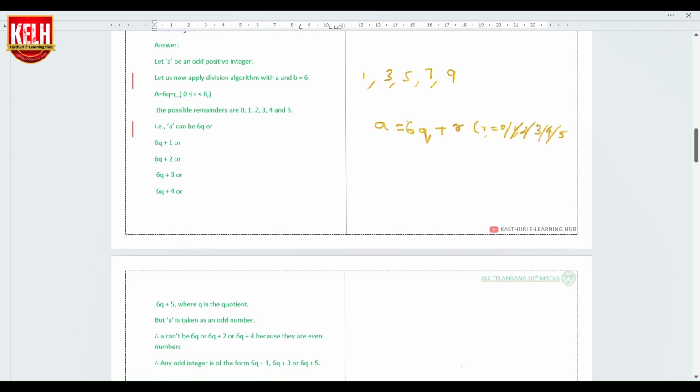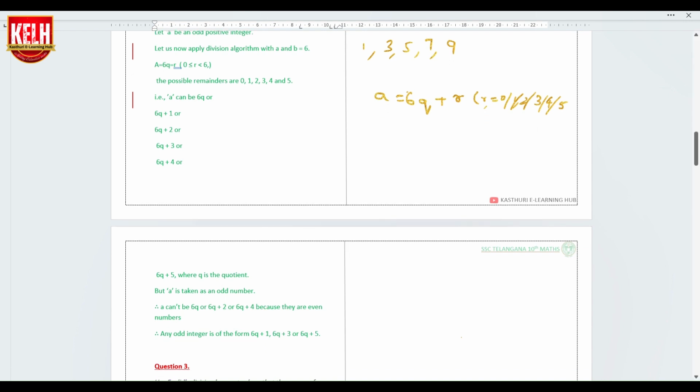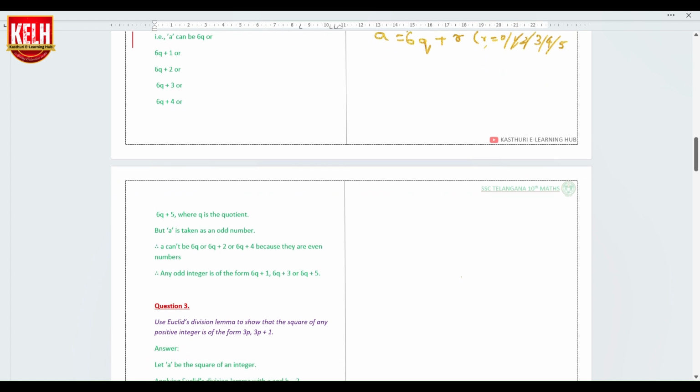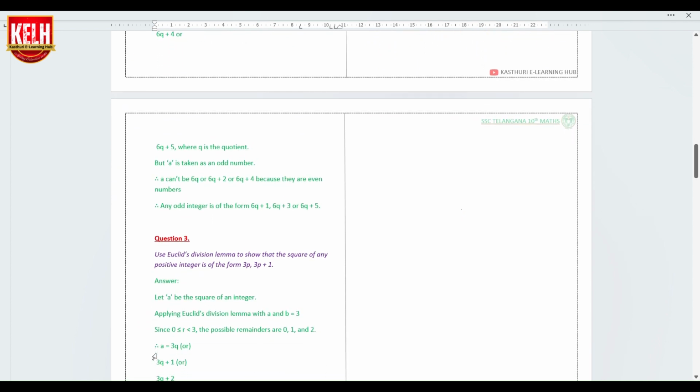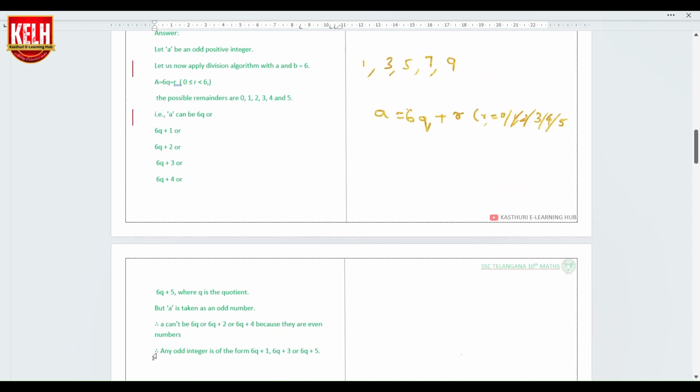If a can be 6q, so if the remainder is 0, so what will it be? a equal to 6q plus 0, that is nothing but 6q. Okay, 6q plus 1 or 6q plus 2 or 6q plus 3 or 6q plus 4 or 6q plus 5, where q is the quotient. But a is taken as an odd number. When it is an odd number, it should end with 1, 3, 5, 7 or 9.